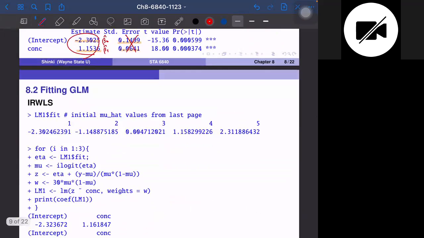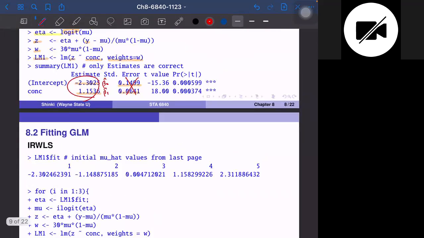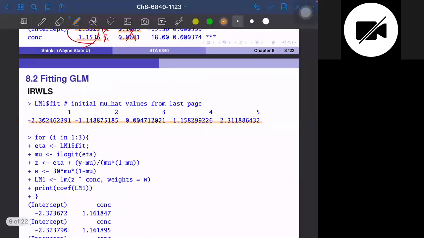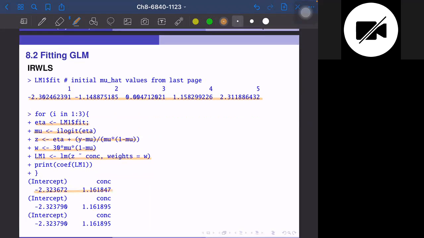Then next we repeat this procedure. We use the fitted value of the previous model, and then we repeat this again and again. So we redefine the parameter eta, then we redefine mu, and then we redefine z and w. Then we fit it again, and the next estimates are here. So this actually approaches our GLM function's output. We try once more, and it is almost the same, but with slightly different parameters. But after that, the parameters stay the same. So it has already converged.